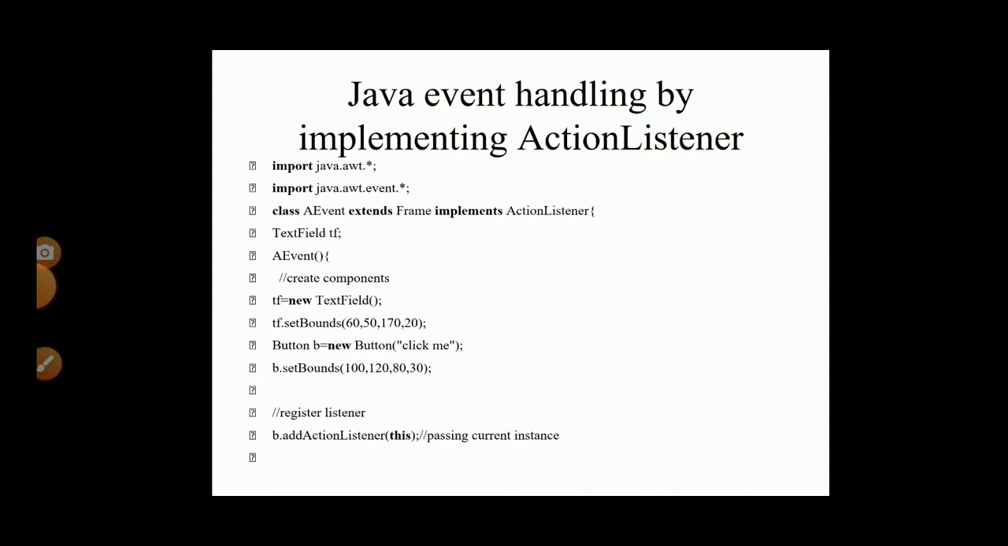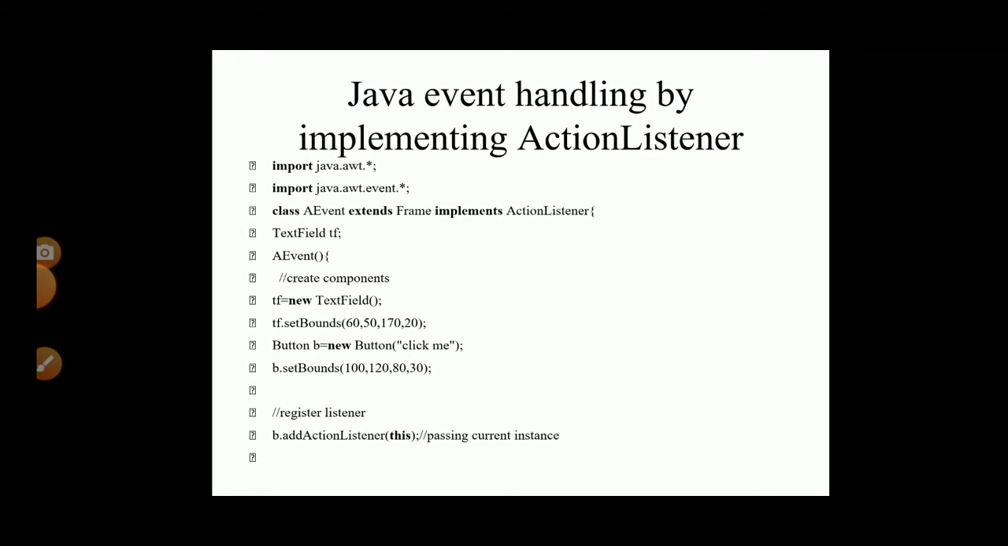How can we write the program? First you have to write the class name which extends Frame and which implements ActionListener. Then you have to create the text field. For creating the text field, create the object for the text field: TextField tf = new TextField(), which is used to create an empty text field. After that, by using the setBounds function, you set the boundary value for the text field. Then you create the button by using the Button object: Button b = new Button("Click me"), where within the quotes we have given Click me, which is the caption of that button. Then you add the listener for that component.